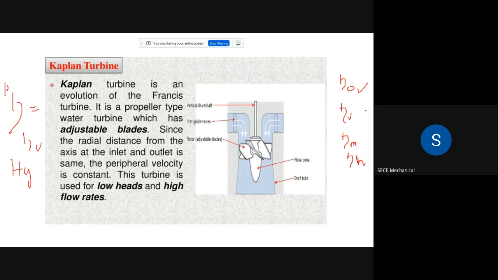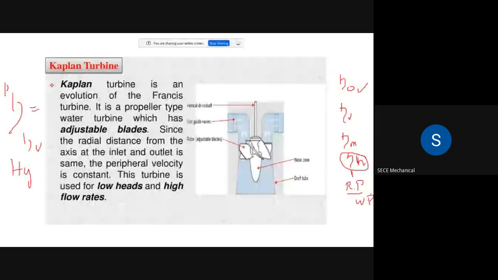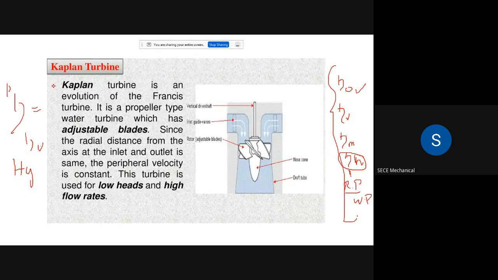Say for example, hydraulic efficiency, the respective formula will be RP by WP, that is runner power divided by water power, right? Now what is runner power, and what is water power? All these things we have to look into. You must remember these four types of efficiency: overall efficiency, volumetric efficiency, mechanical efficiency, and hydraulic efficiency. These are the various types of efficiency, and the classifications as you know very well.